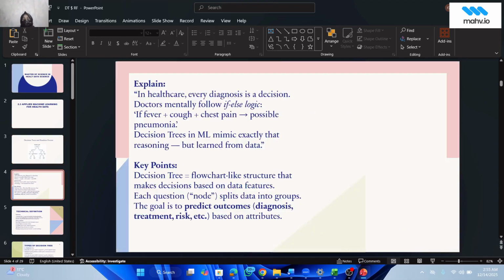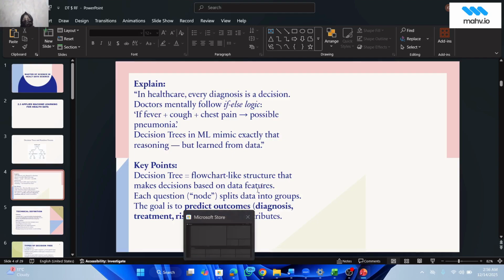So, what is a decision tree? In healthcare, every diagnosis is a decision. Doctors mentally follow if-else logic: if fever, if cough, if chest pain, then it is possible that the person has pneumonia. Just like that, our decision tree mimics exactly that behavior but learns from data. As the name suggests, it takes decisions, and on the basis of those decisions, we get our final outcome.